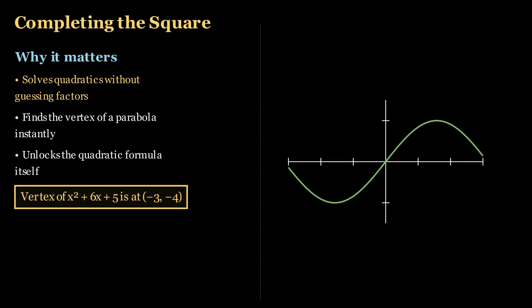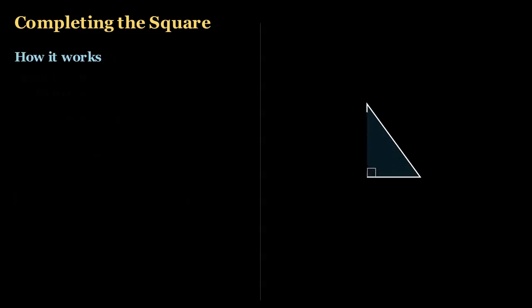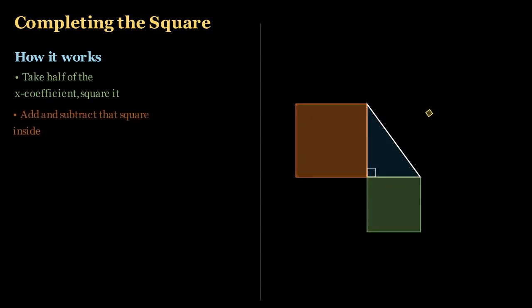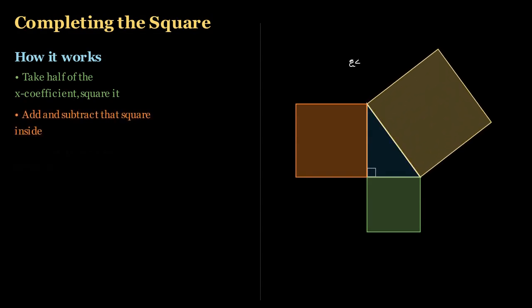Let's build it step by step. Start with x² + bx. We want this to look like (x + something) squared. Recall that expanding (x + p)² gives x² + 2px + p². Compare that to our expression. The middle term bx must match 2px, so p must be b/2. That means the perfect square we want is (x + b/2)².